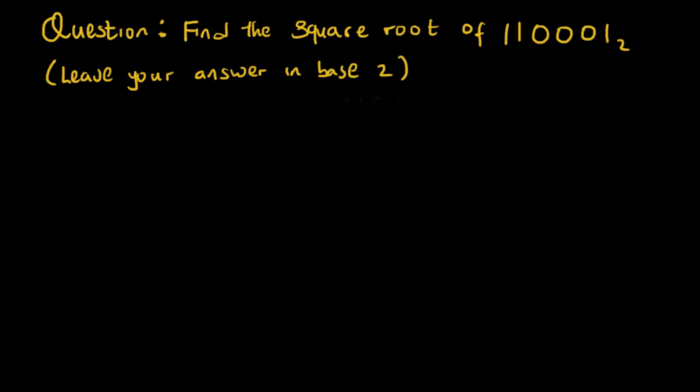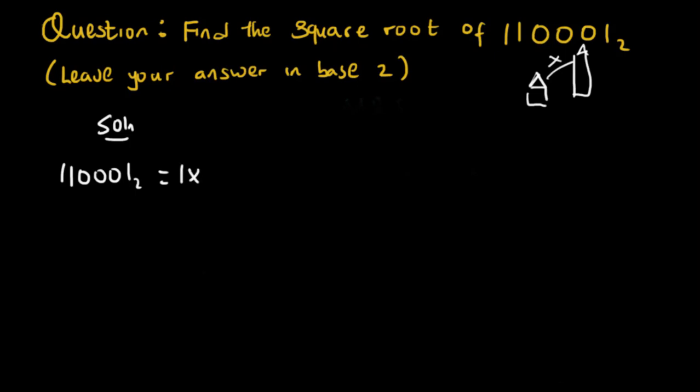So we have: find the square root of 110001 in base 2, and we are told to leave our answer in base 2. Now remember, the first thing to do is to convert these numbers to base 10. Don't forget base 2. We are trying to convert to base 10, skyscraper. That's like a promotion, so we multiply.